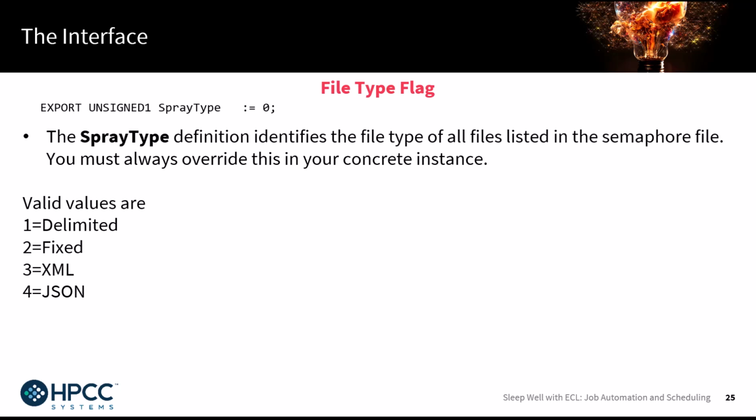This is a cool flag. It's called the file type flag. Again, in the interface, it's called spray type, and it identifies the file types of all the files listed in the semaphore file. You must always override this in your concrete instance. The value of 1 is a delimited spray, 2 is fixed, 3 is XML, and as shown here, 4 is JSON.